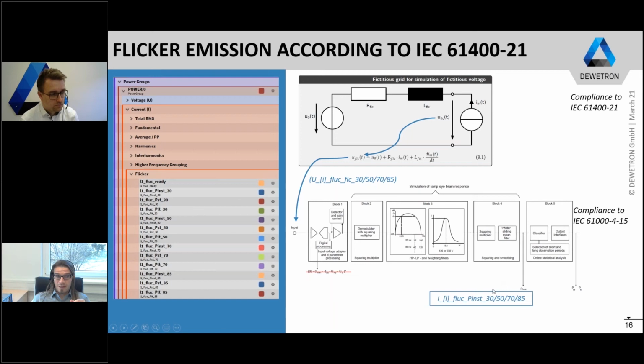Then you will get the instantaneous flicker again for the 30, 50, 70, and 85 degree phase shift, and the short term and the long term flicker values for 30, 50, 70, and 85 degree phase shift. All this information will then be included here in these individual channels. So much for the flicker emission.